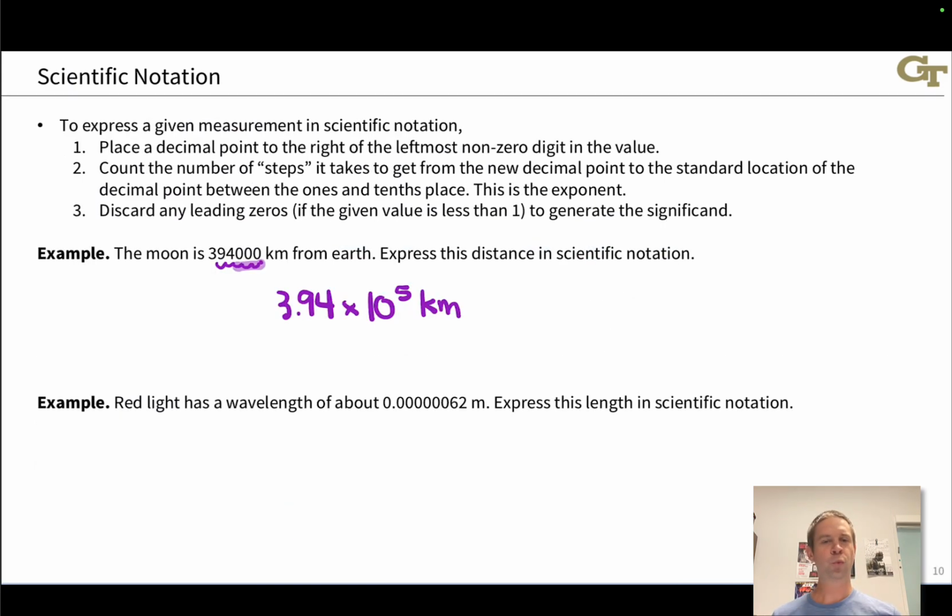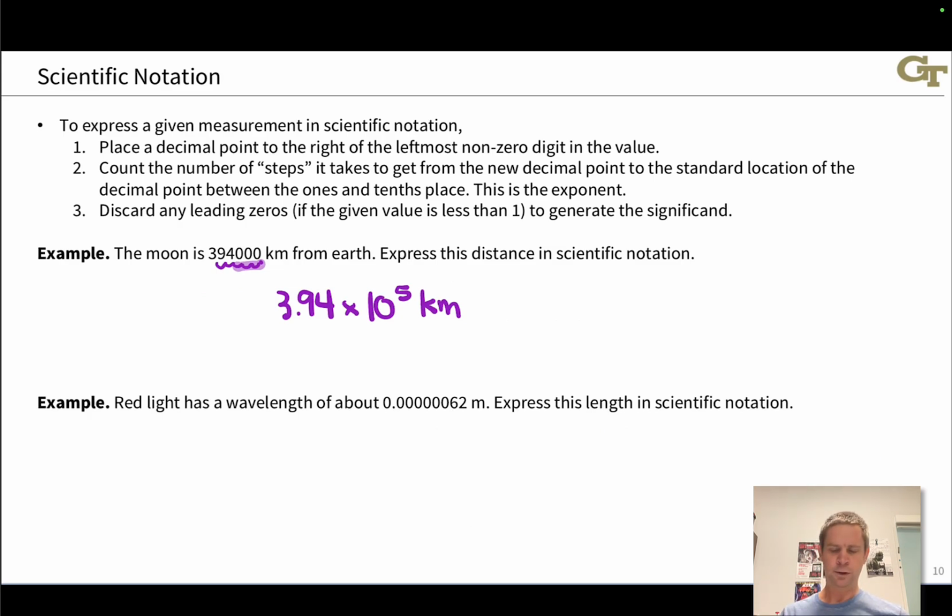Let's do one more example of this involving a very, very tiny value. We'll see how this works a little bit more systematically in the case of this very tiny length value, 0.000062, if my eyes don't deceive me. Okay, so we want to express this in scientific notation.